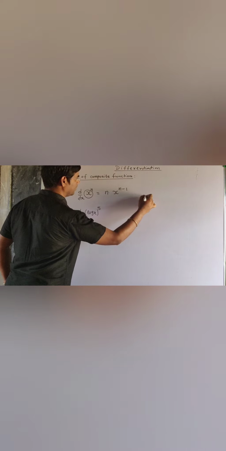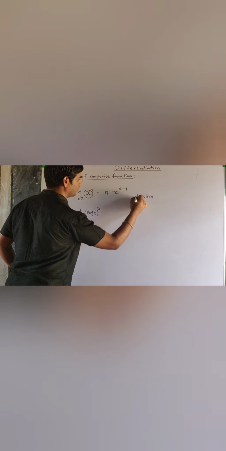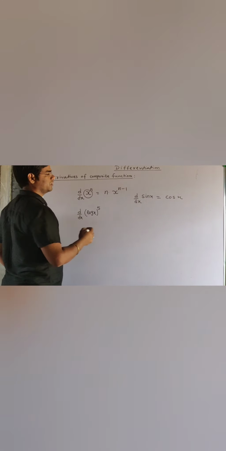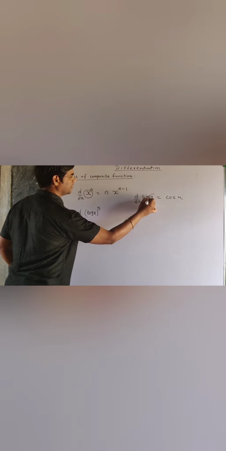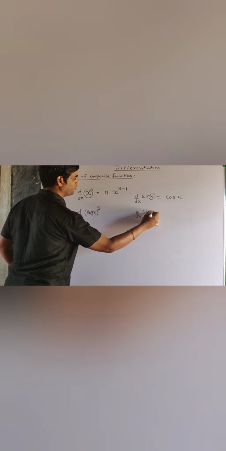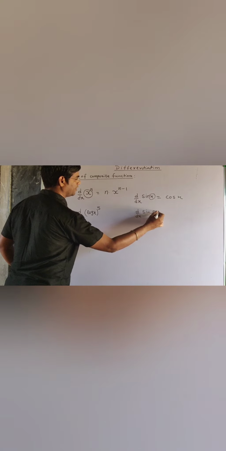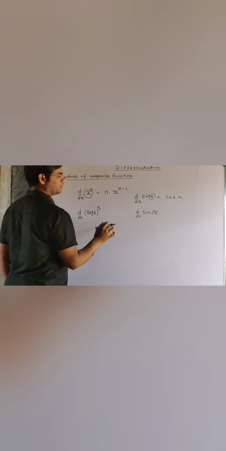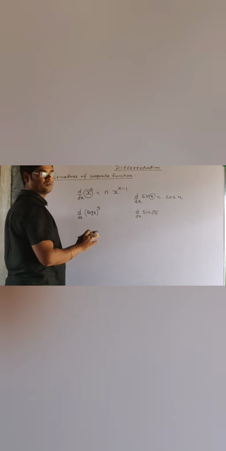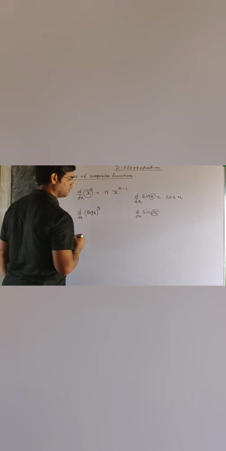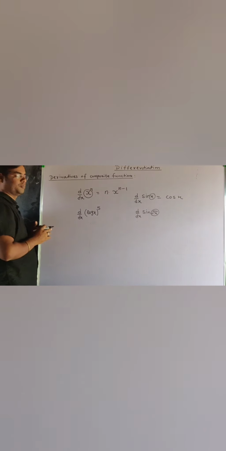Let us take another example. All of you know that derivative of sin x is cos x, and suppose we replace x by some other variable, for example sin of root x. Here we have replaced x by root x or 2x or by 3x. Instead of x you can take any variable, x square, x cube, root x, cos x. So this root x is known as composite function. Now how to do the differentiation of composite function?